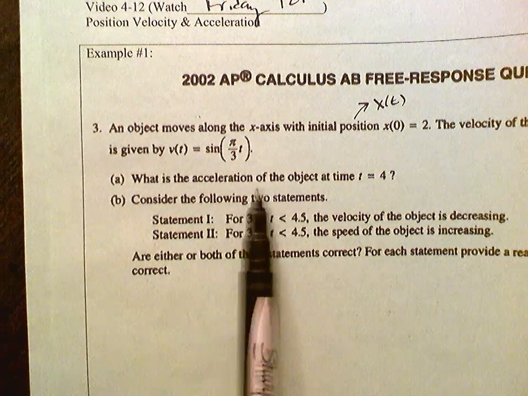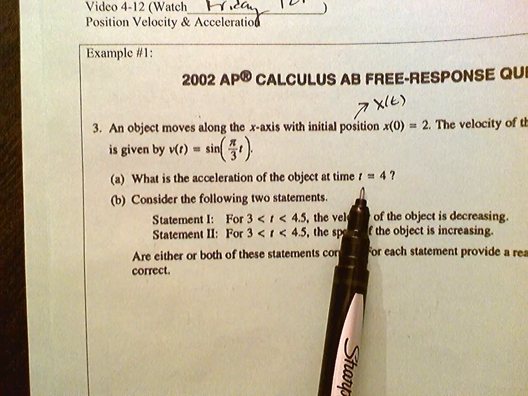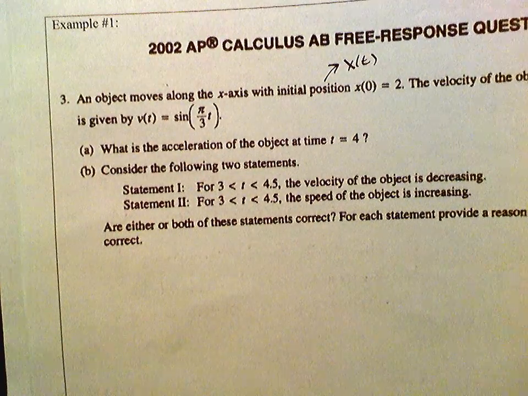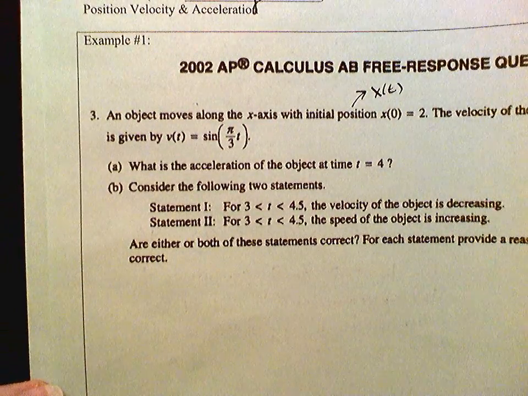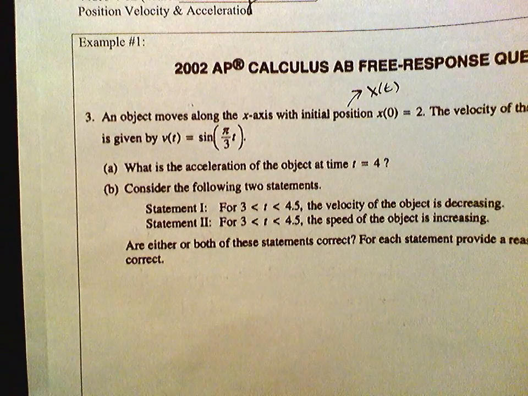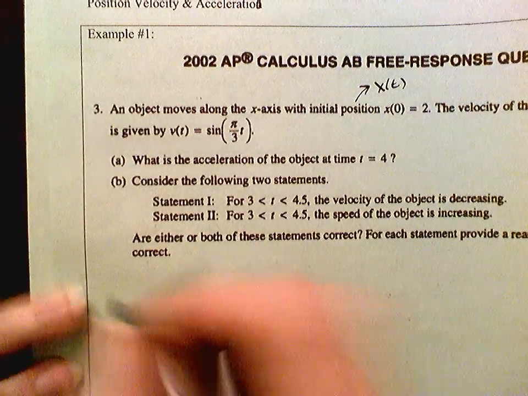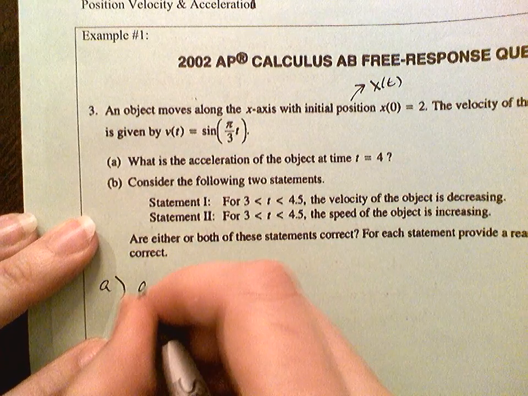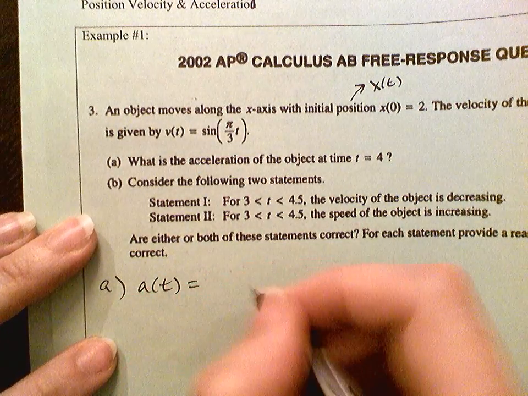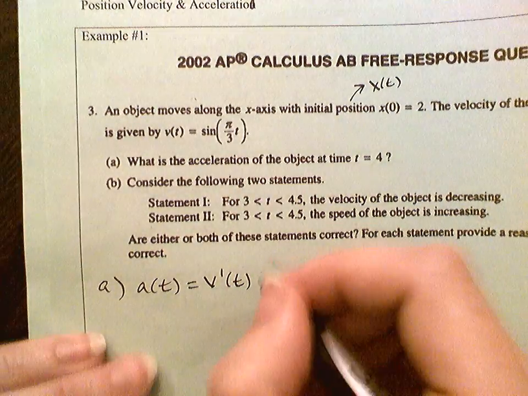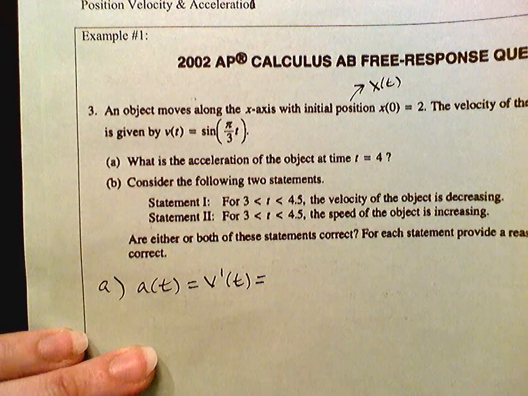Part A, what is the acceleration of the object at t equals 4? So you just need to know your facts. Acceleration is the second derivative of position, but it is the first derivative of velocity. It's the rate of change of the rate of change. So for A, the acceleration at any time t is equal to the first derivative of velocity. You would need chain rule here.